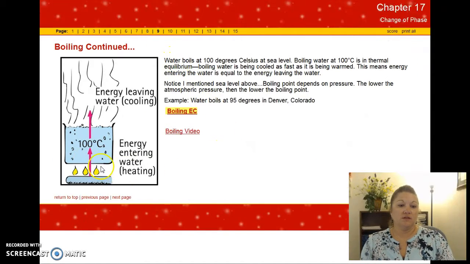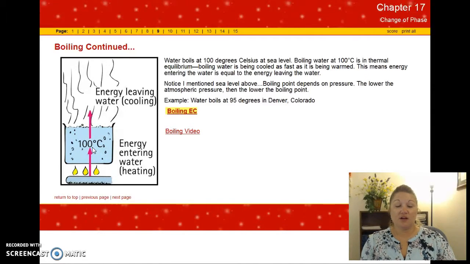All right, so here's another picture. We've got our bubbles in there going. Water boils at 100 degrees Celsius at sea level, okay? This shows water in thermal equilibrium, right? We've got the heat set just right to where this water stays at 100 degrees. Now it's boiling, all right?